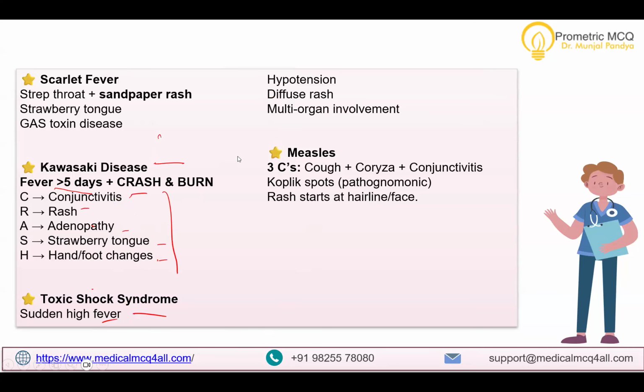Hypotension, diffuse rashes, multiple organ involvement. This is all seen in toxic shock syndrome, caused by what? What is the causative agent? Staph aureus. Yes. Measles: 3 C's, coryza, cough, and conjunctivitis. Koplik spots are pathognomonic, seen in the oral cavity. Rashes first start at the hairline, then come to the face, and then go to the neck and the trunk. What vaccine do we give for measles?